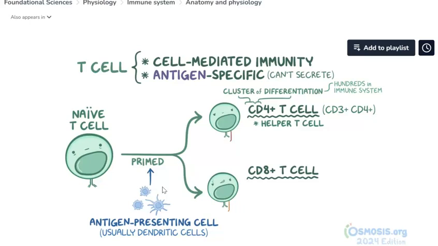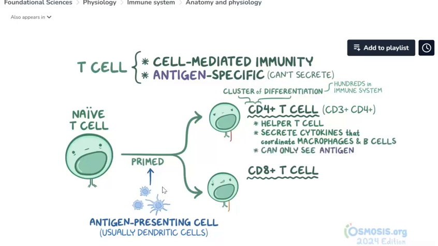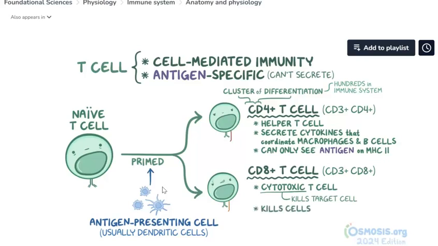So CD4 positive T cells are actually CD3 positive, CD4 positive, and these cells are called helper cells because they're like generals on the battlefield. They secrete cytokines that help coordinate the efforts of macrophages and B cells. Helper T cells can only see their antigen if it's presented on an MHC2 molecule. CD8 positive T cells are CD3 positive, CD8 positive, and they're called cytotoxic T cells because they kill target cells, really similarly to how natural killer cells do it, with one major difference. CD8 positive T cells only kill cells that present a specific antigen on an MHC1 molecule, which is structurally similar to the MHC2 molecule, whereas natural killer cells aren't nearly as specific in who they kill.